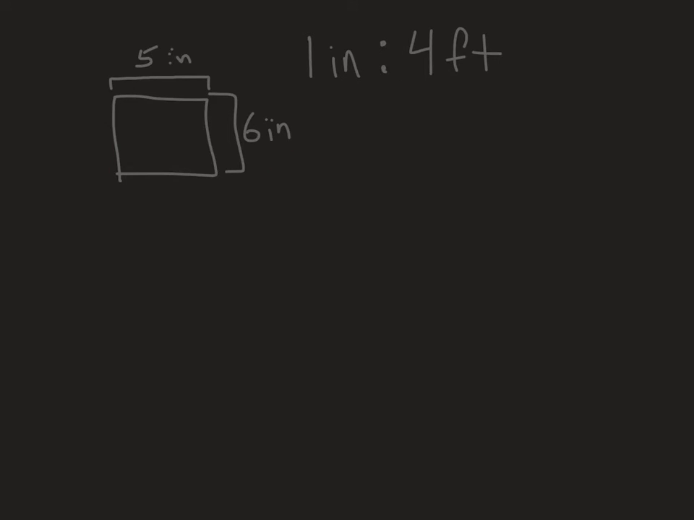So let's consider an example. Let's say I have a blueprint for a house, and a pretty popular measure in blueprints is that 1 inch on the blueprint is 4 feet in reality. Or sometimes they'll write it as 1/4 of an inch is a foot, but they have the same meaning. So let's say hypothetically I have a room on my blueprint that's 5 inches by 6 inches, and I want to know how big it is in reality.